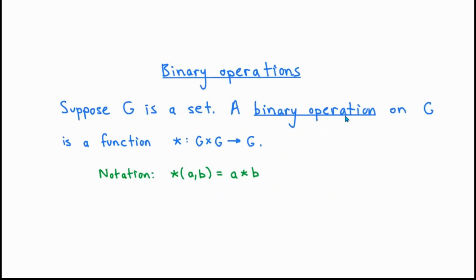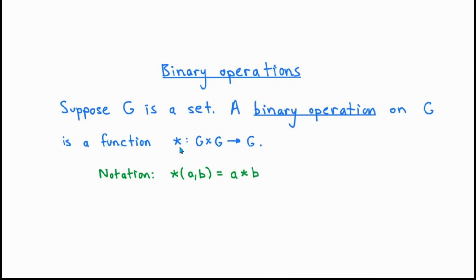A binary operation on a set G is just a rule that tells us how to combine two elements of G to produce a new element. You can think about this as a rule like addition or multiplication that we're using to try to impose some kind of algebraic structure on the set G. Now, to be a little more mathematical, a binary operation on G is really a function from the Cartesian product G cross G to itself.